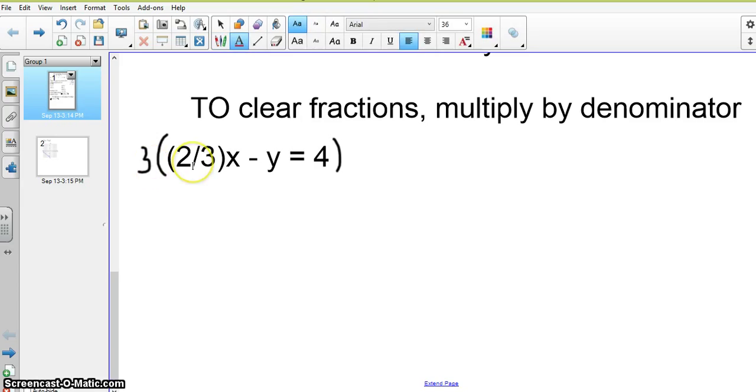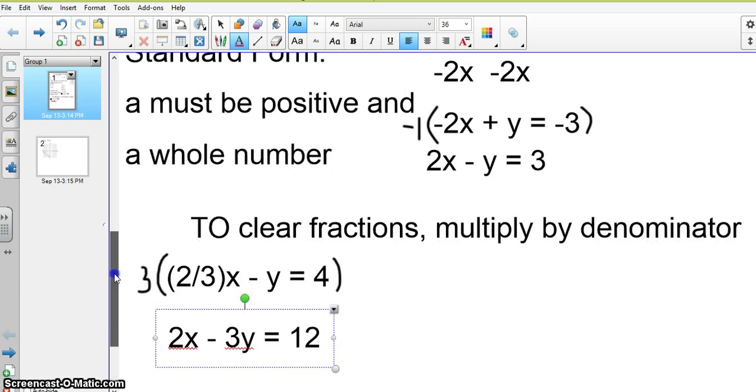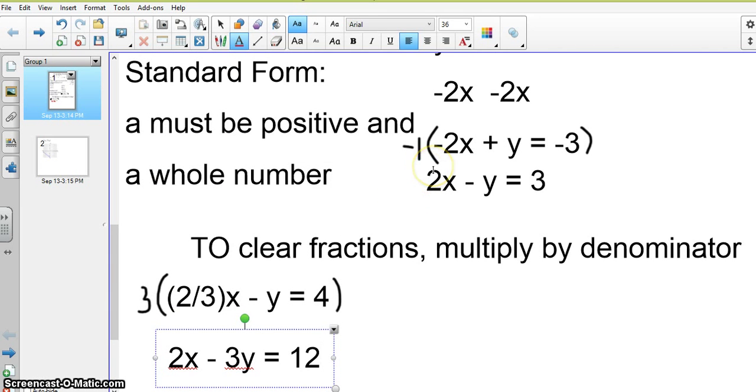Because 3 times 2 is 6. 6 divided by 3 is 2x, and our fraction's gone. Make sure you multiply all the way through by the 3. So if you do get a case where you end up with a fraction at the beginning, this is how you clear it. If you get a situation where you end up with a negative for a, then just multiply through by -1.